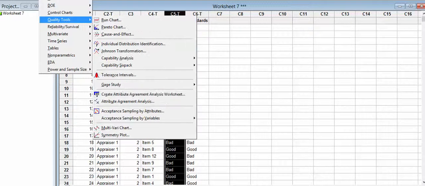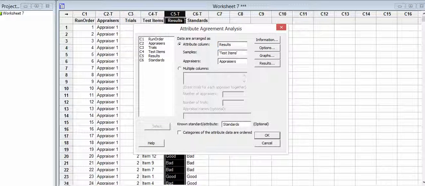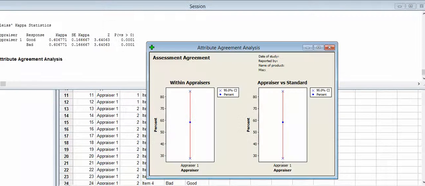Going into Minitab, the quality tools, attribute agreement analysis, you can see the results go in attribute columns. The test item, where the parts are listed in a column, and the appraiser or the operator, which in this particular case won't make a difference since we have just one appraiser, and the standard, which is a known attribute standard, in our particular case the check inspector. We click OK, and this is a 58% calculation we mentioned, within appraiser and appraiser versus the standard.